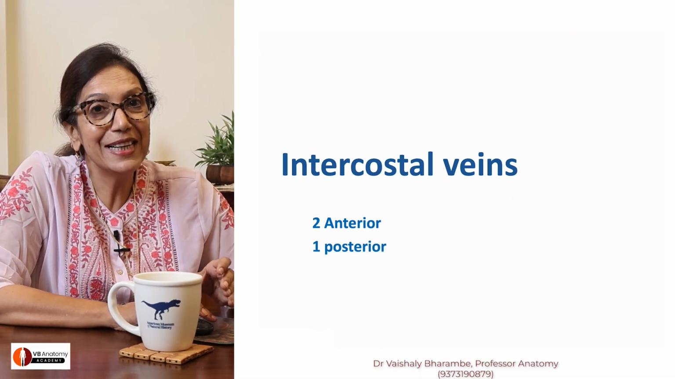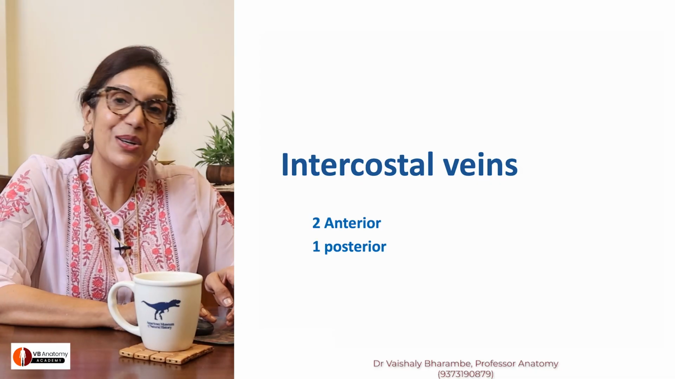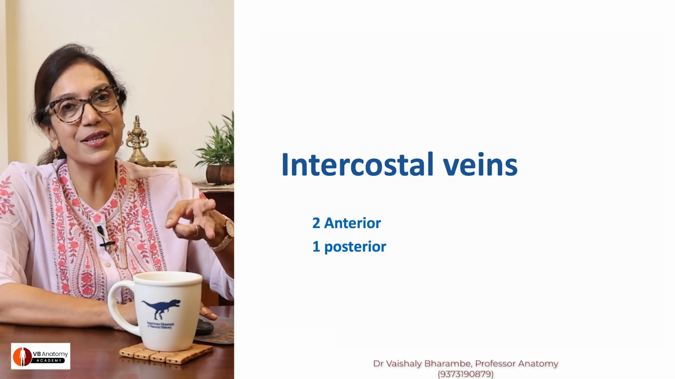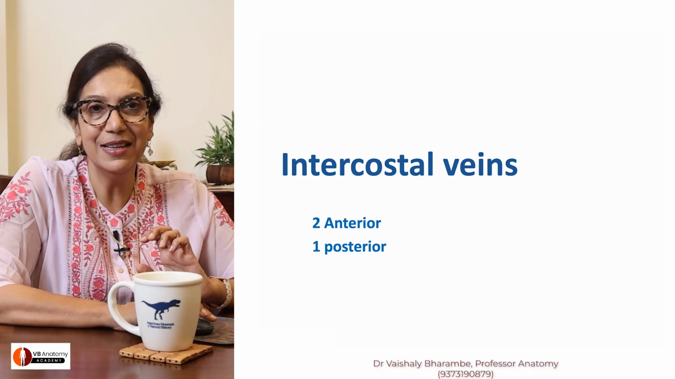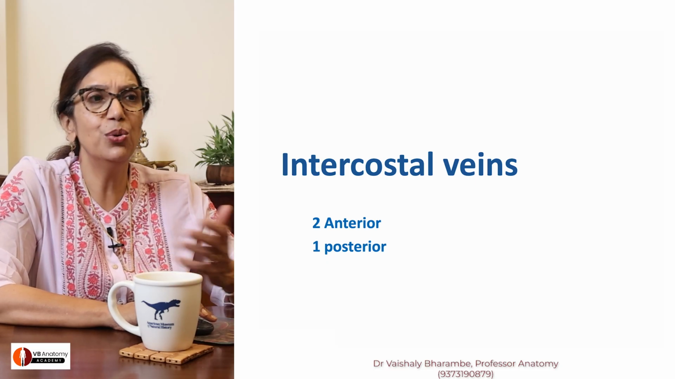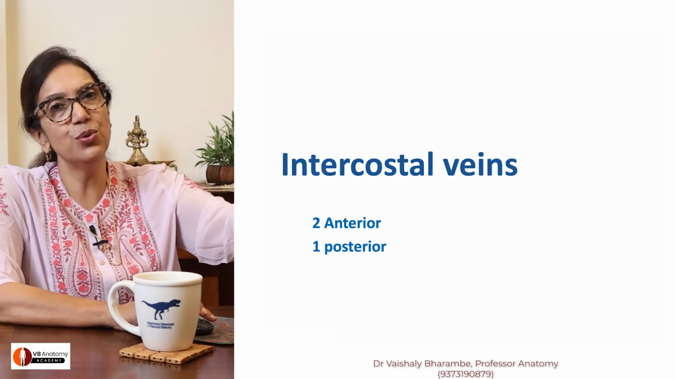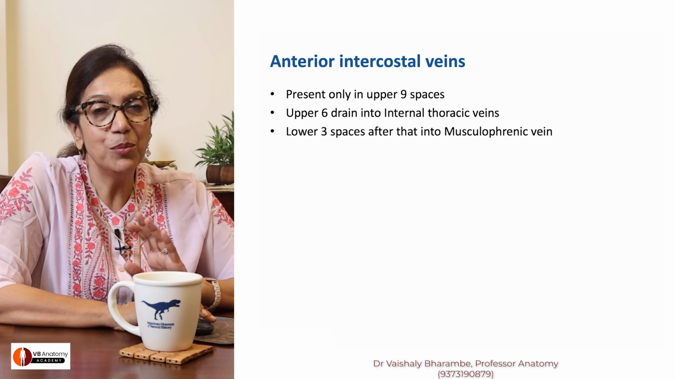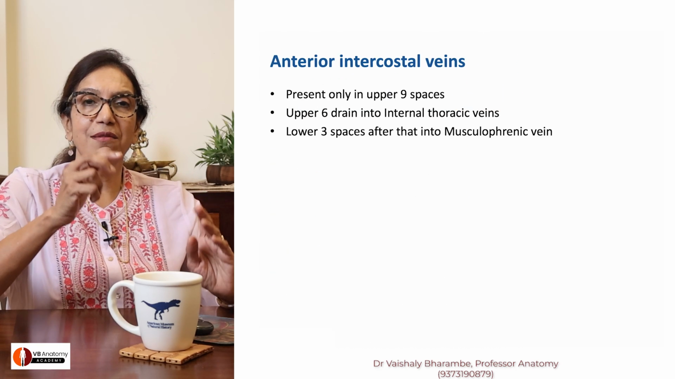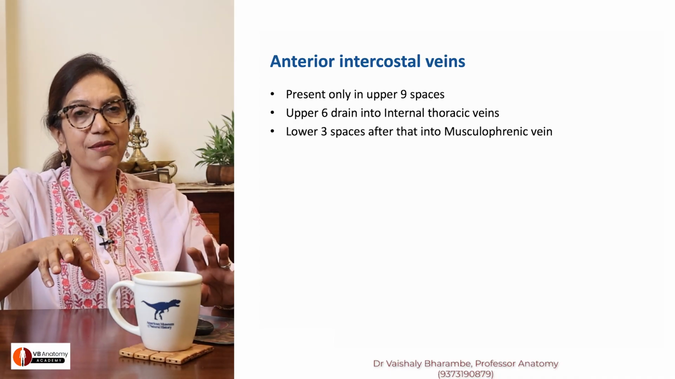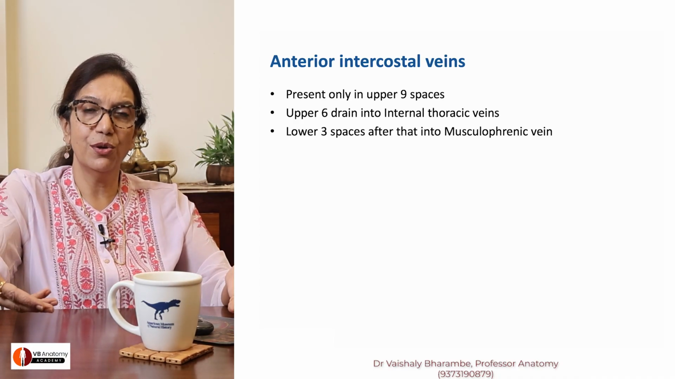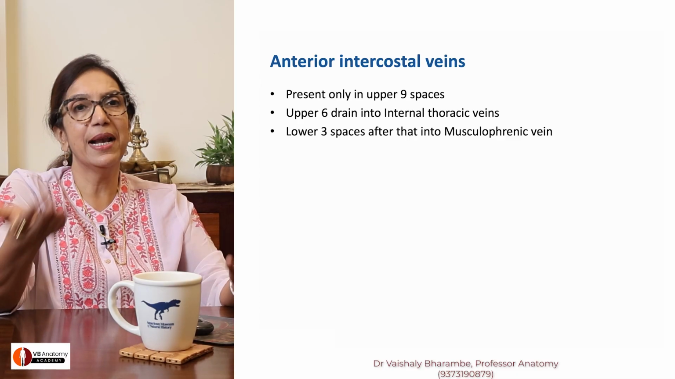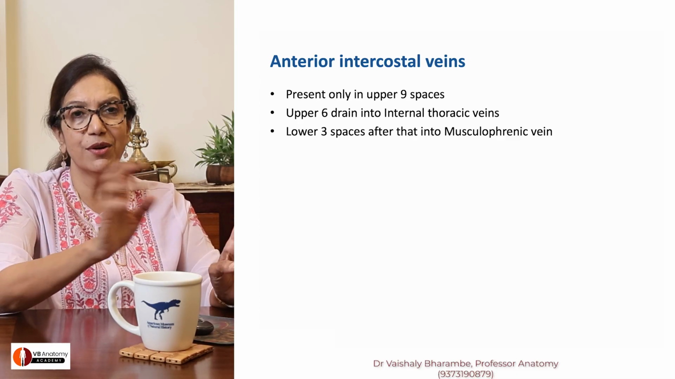This is the last part of the class. You should be happy. Intercostal veins. There are two intercostal veins. There is one intercostal vein posteriorly. Two anteriorly. Just like there were two arteries, there are two veins. Easy and happy moment is that the two intercostal veins drain into internal thoracic vein or into musculophrenic vein, just parallel to the arterial network that you have seen.